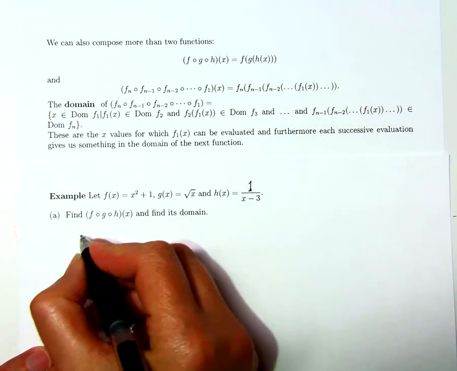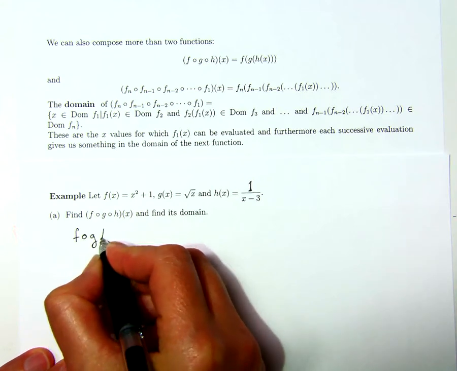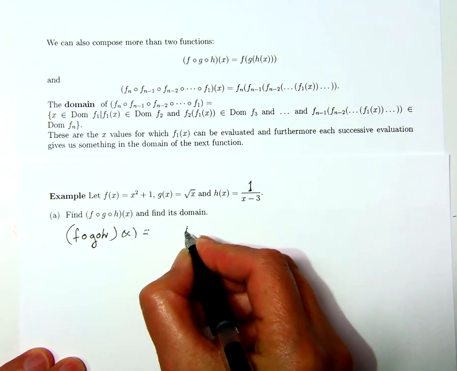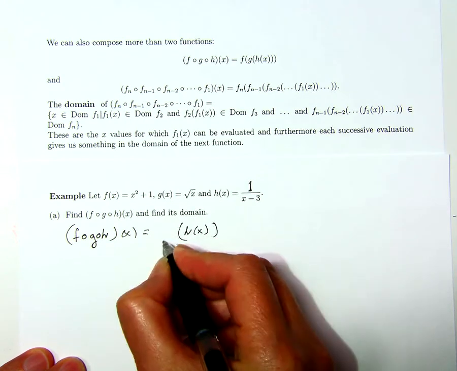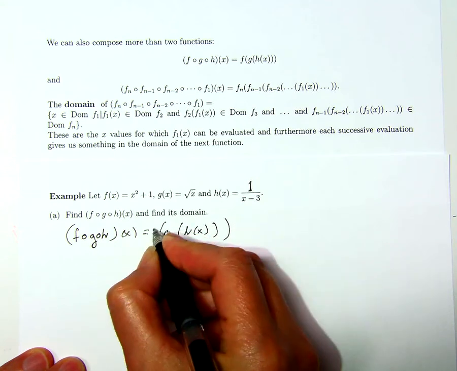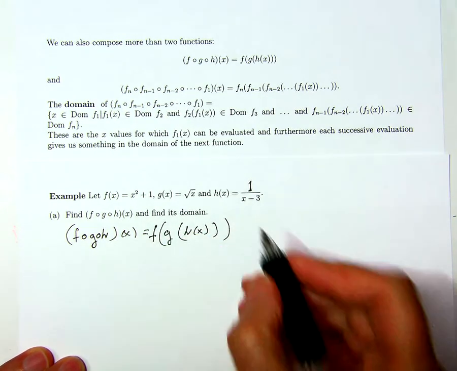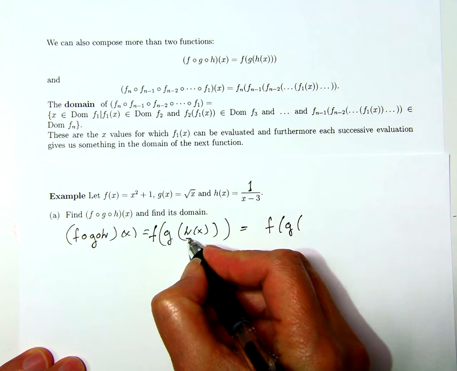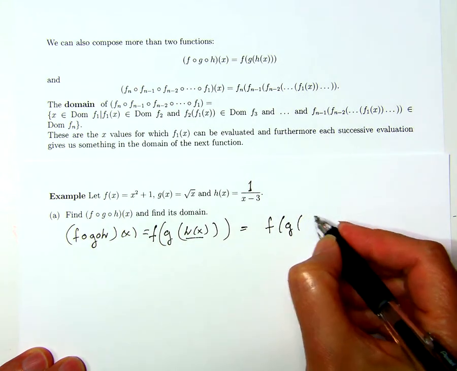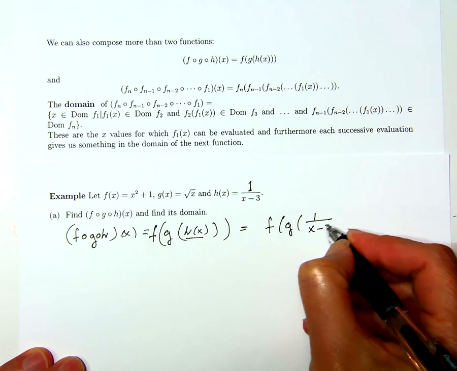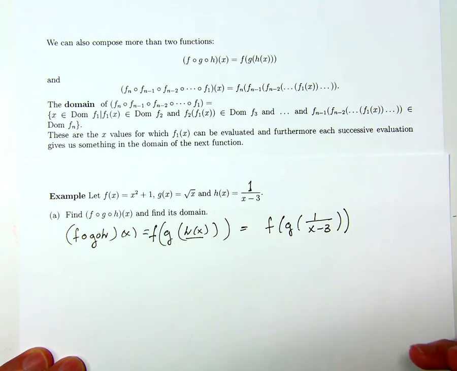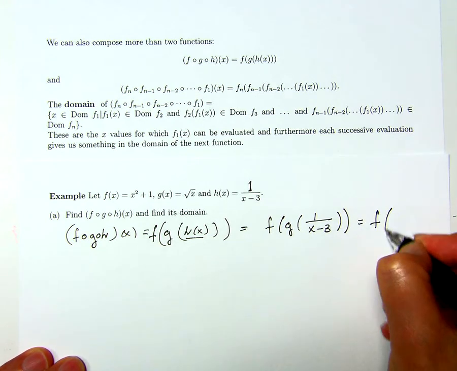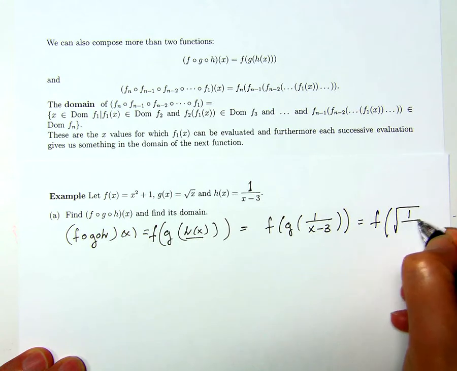Well, according to the definition, f after g after h of x is, first I apply h of x, then I apply g of x to that, and then I apply f to the result. And so this is equal to, taking this in steps, f of g, and I'll work from the inside out, of h of x, which is f of g of 1 over x minus 3. And now I apply g to 1 over x minus 3, so I'm going to go to f of the square root of 1 over x minus 3.